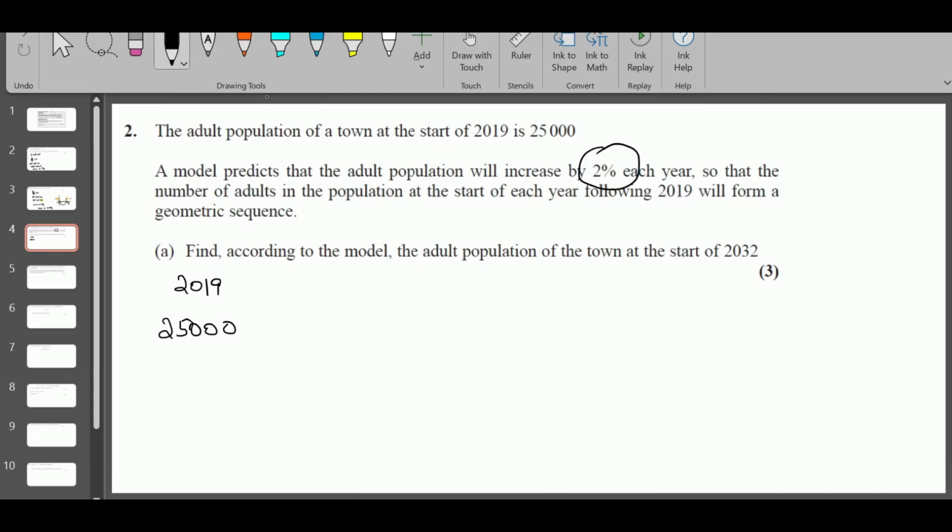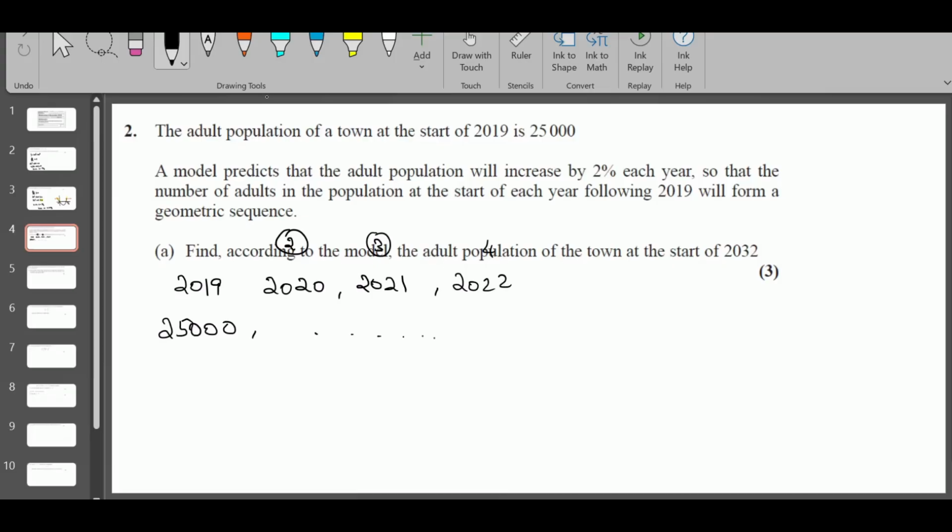So in this question, at the start of 2019, it's 25,000 and it increases by the same percentage every year, so the population of the adults at the start of each year following 2019 will form a geometric sequence. Find, according to the model, the adult population at the start of 2032. At the start of 2020, that's the second term, right? At the start of 2021, that's the third term, right?